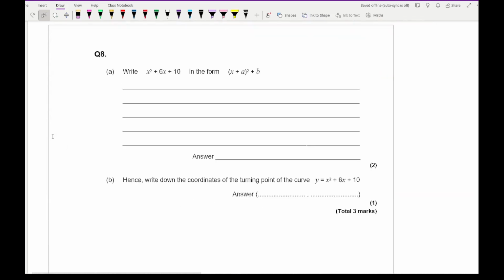Then moving on to question 8, it says write x squared plus 6x plus 10 in the form of completing the square. So again, setting up my format, divide this by 2, so I get plus 3, and then take away the number inside the bracket squared. So x plus 3 squared plus 10 minus 9 leaves me with x plus 3 squared plus 1.